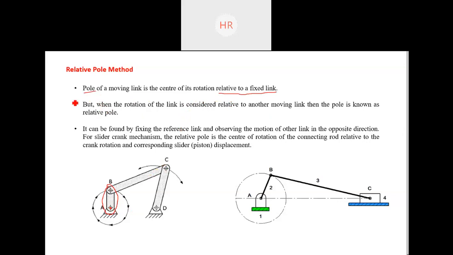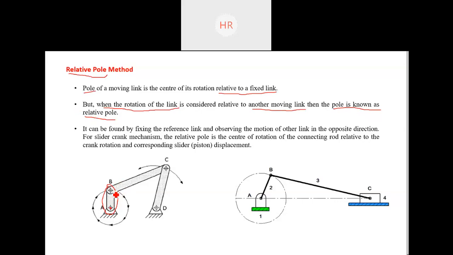But now what do you mean by relative pole? When the rotation of the link is considered relative to another moving link, then the pole is known as relative pole. So what is this sentence saying?